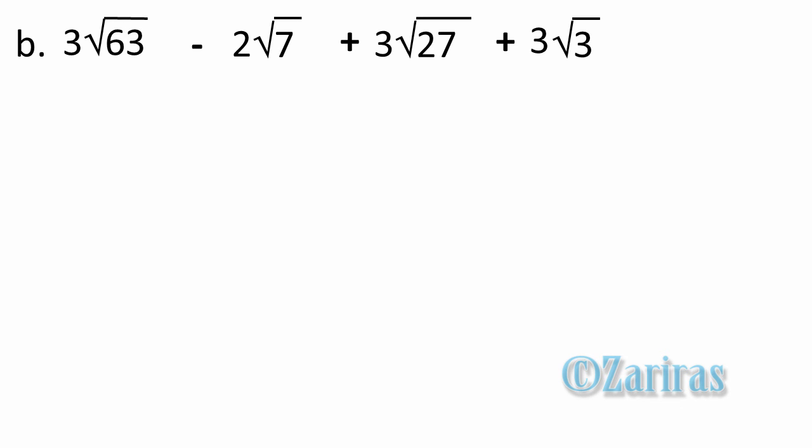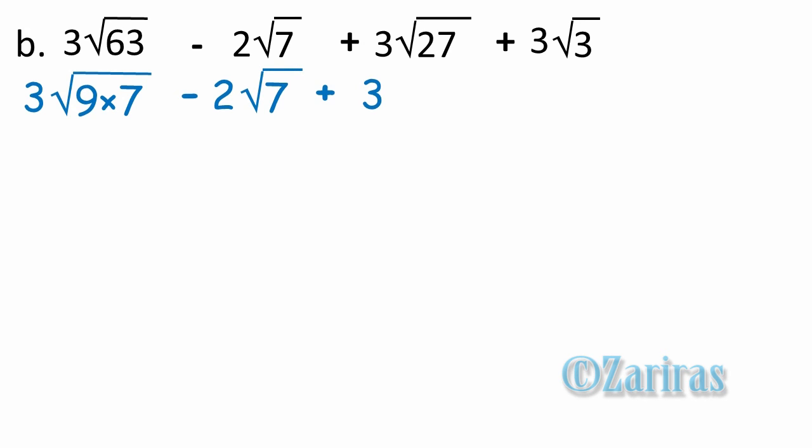Next is question B: 3 root 63 minus 2 root 7 plus 3 root 27 plus 3 root 3. So here also there are no similar surds, but we can see 63 and 27 will have some square number as factors. In 63 we get 9 into 7, and 9 is a square number, minus 2 root 7 plus 3, again 9 is a square number there, 9 into 3 is 27, plus 3 root 3.